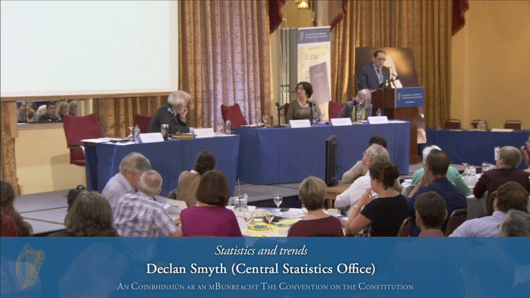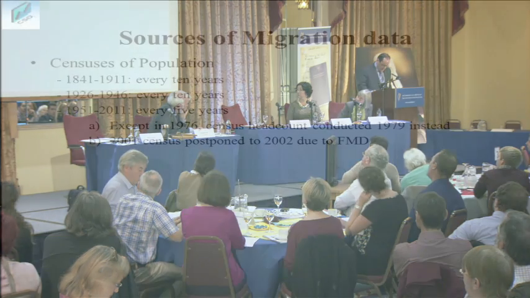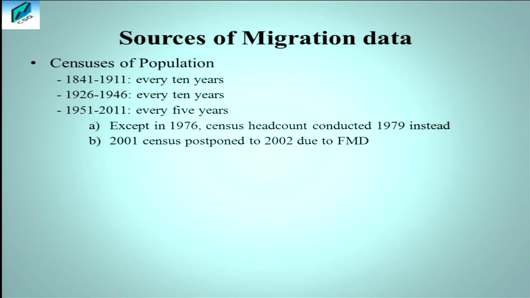For the Republic of Ireland, one of the sources of data we have on population and migration statistics is the Censuses of Population. A census of population has been carried out every 10 years between 1841 and 1911, as well as 1926 to 1946. Between 1951 till present, we've had a census every 5 years with two exceptions. There was one due in 1976 but was cancelled due to budgetary reasons, so a census headcount was carried out in 1979 instead, and the 2001 census was postponed to 2002 due to the foot and mouth outbreak at the time.